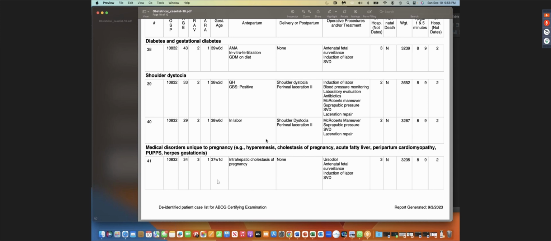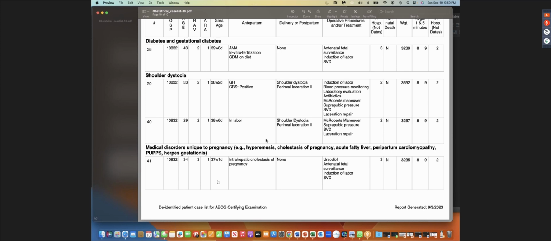Would anything make you deliver this patient prior to 37 weeks? If the bile acids were more than 100. Anything else that would make you deliver her before 37 weeks? Any negative finding on the antenatal fetal surveillance. Okay, what if the liver function tests were continuing to rise and the patient's pruritus was getting much worse? Would you consider delivering her prior to 37 weeks in that scenario?